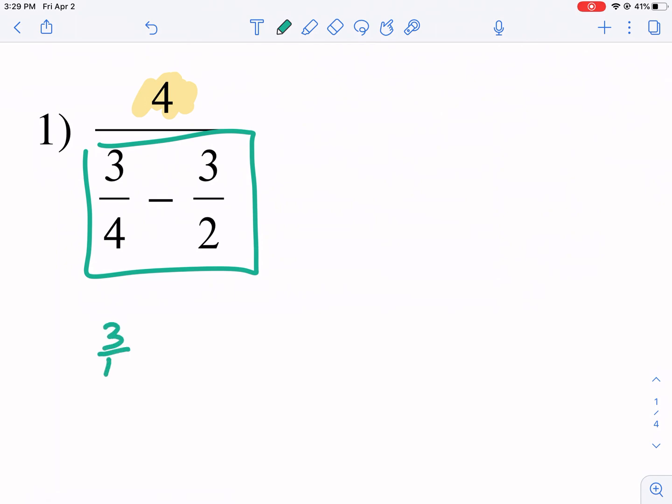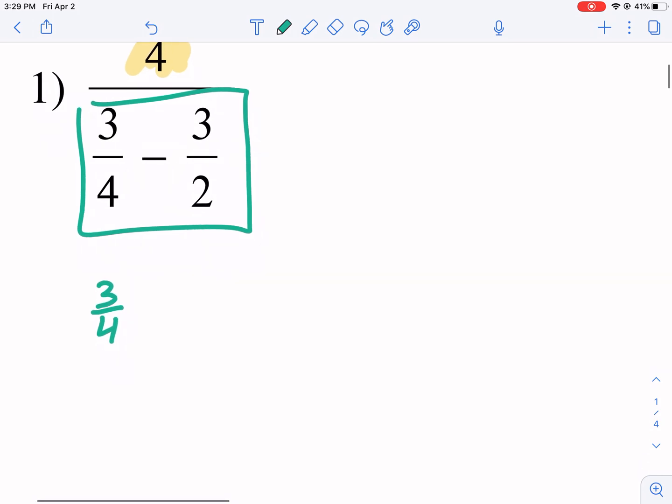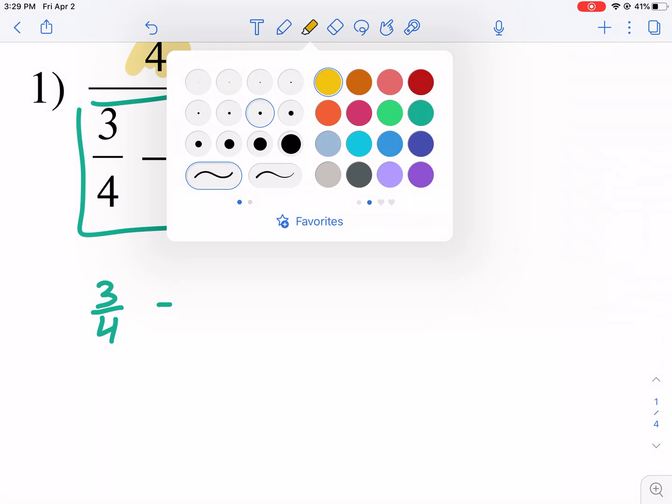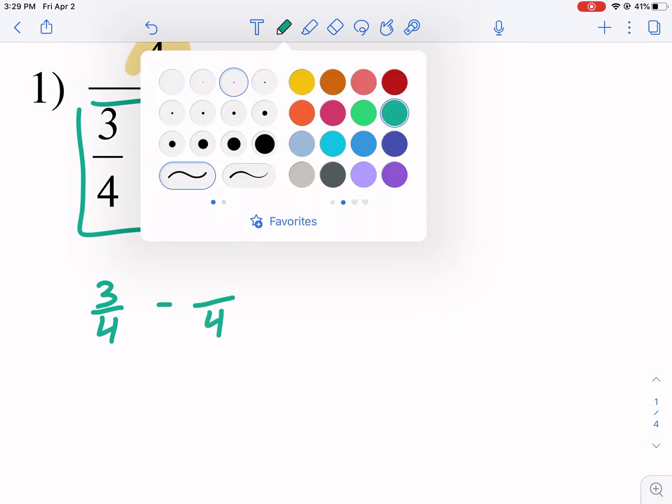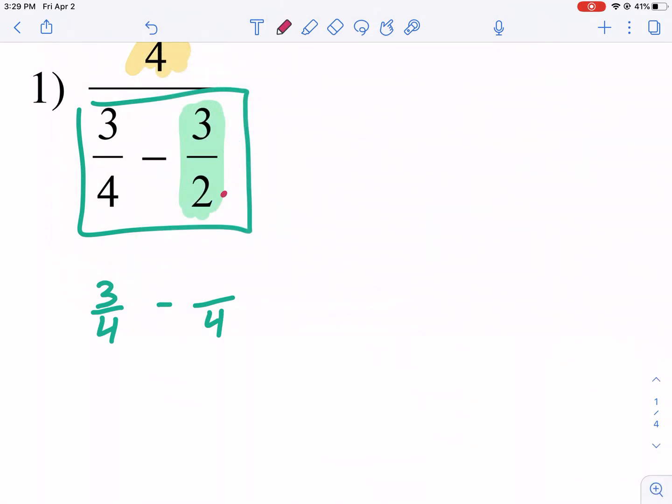In order to do this subtraction problem, we have to find a common denominator. So we need to change this second fraction into one that matches the denominator of the first. So clearly the common denominator is going to be 4. So how do we get 4? Well, we had to multiply this 2 times 2, so we also have to multiply the top times 2 to get 6. So really the denominator is going to be 3 over 4 minus 6 over 4, and we get negative 3 over 4.